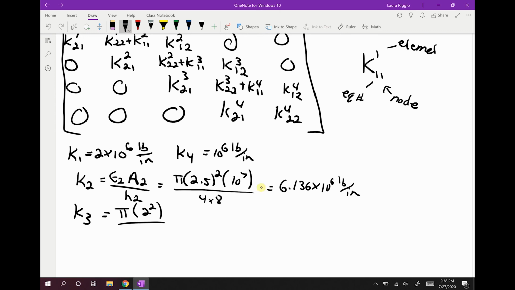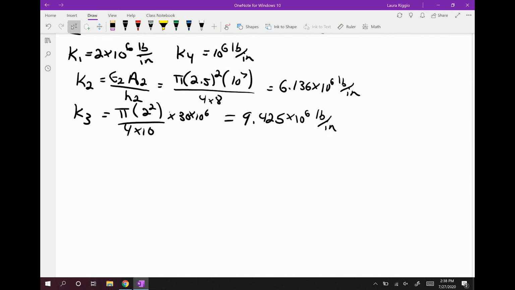And then K3 is pi times 2 squared over 4 times 10 times 30 times 10 to the 6, which equals 9.425 times 10 to the 6.